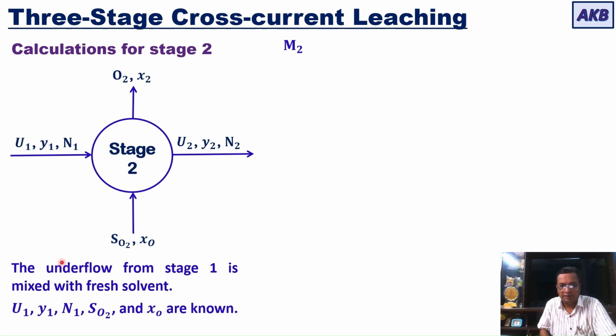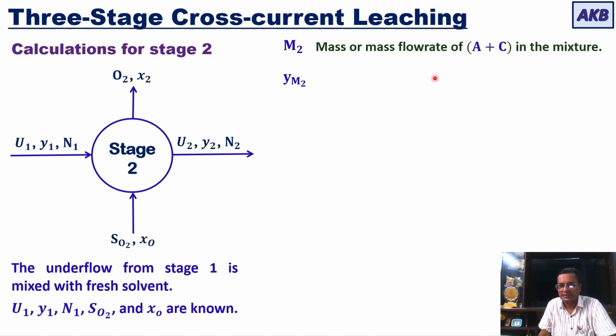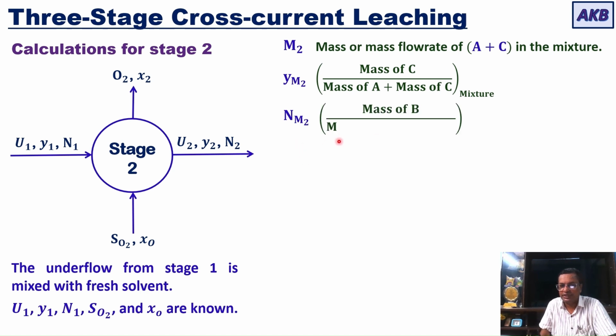So when the underflow from stage 1 is mixed with fresh solvent in stage 2, a mixture is formed, and for this mixture let M2 be the mass or mass flow rate of A plus C in the mixture, Ym2 be mass of C divided by mass of A plus mass of C in the mixture, Nm2 be mass of B divided by mass of A plus mass of C in the mixture. That is, we have weight fractions of C and B on a B free basis.